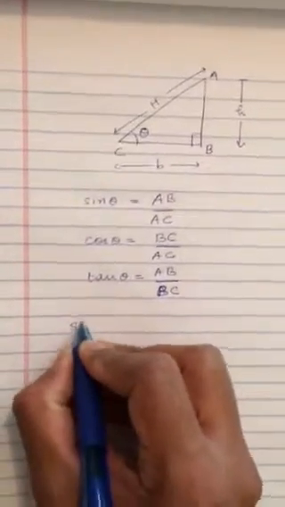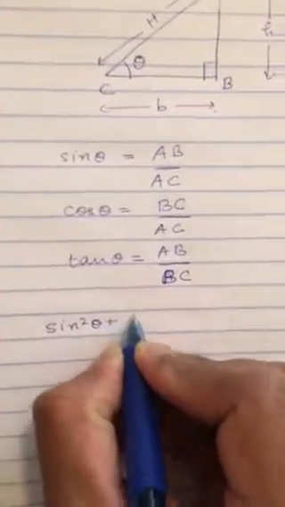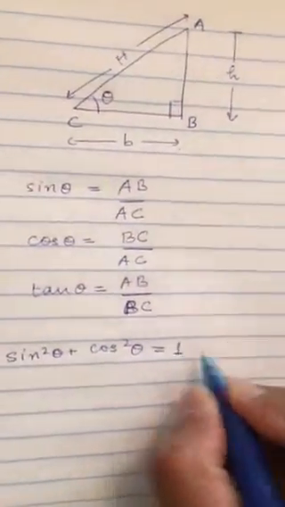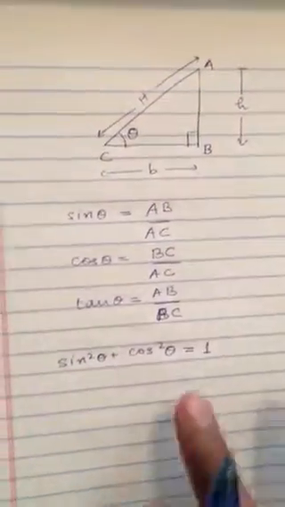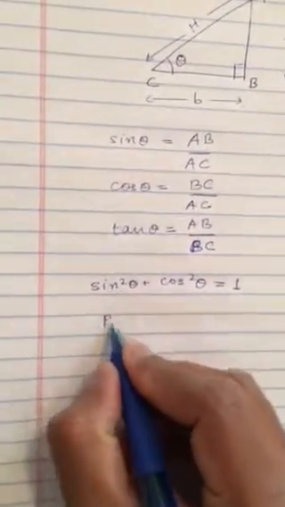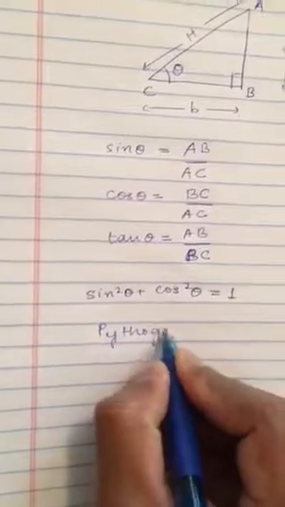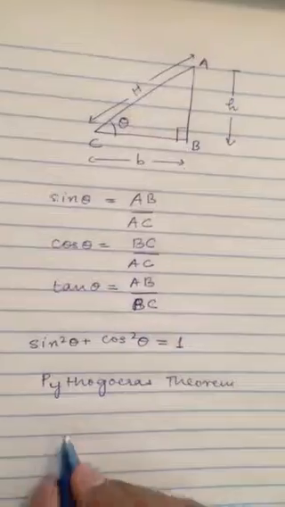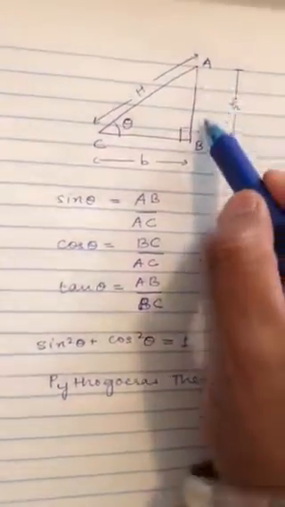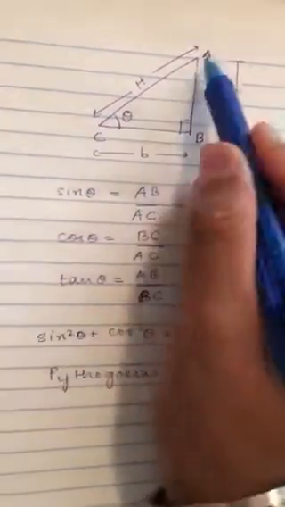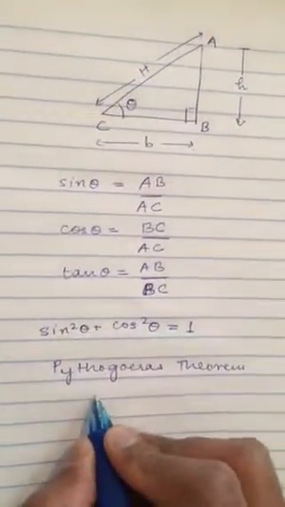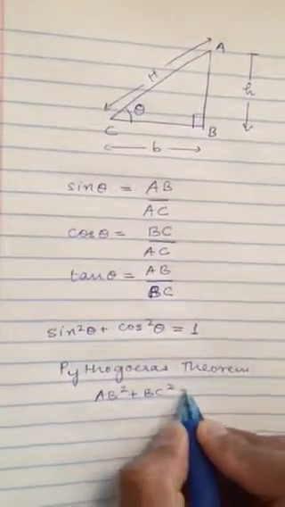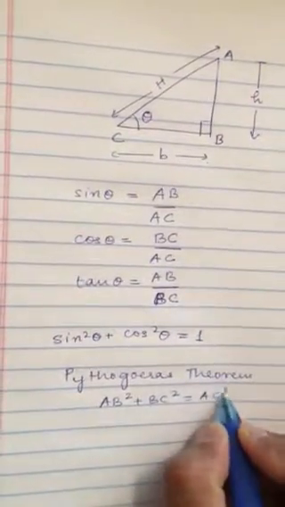The first basic identity is sine square theta plus cos square theta is equal to 1. So let's see how to prove this one. As we all know the Pythagoras theorem, the perpendicular square plus the base square is equal to the hypotenuse square. So we say that AB square plus BC square is equal to AC square.